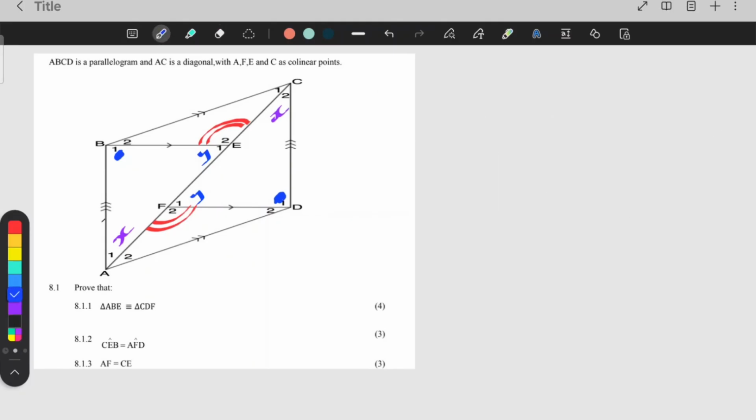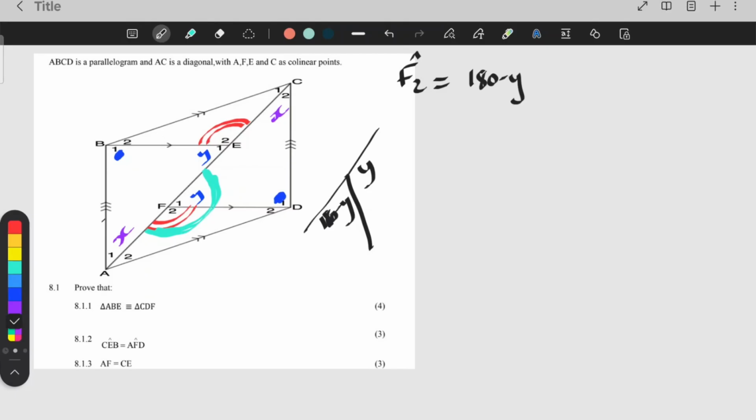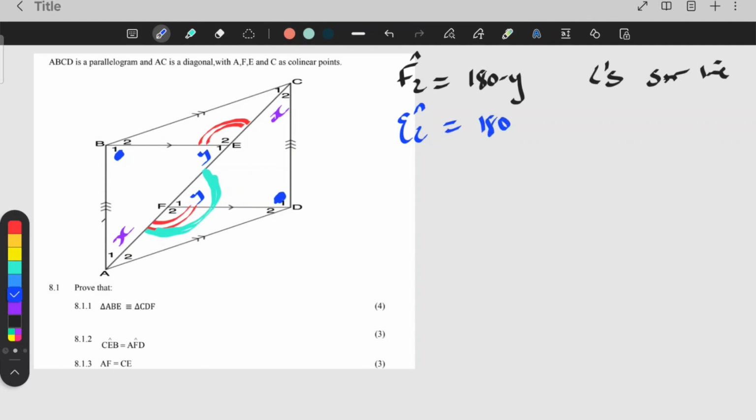Do you see that F1 and F2 are angles on a straight line? They are angles on a straight line. So F2 is 180 minus y, because F1 is already y. So if you take that out, this is y. That means this one is 180 minus y. So F2 is 180 minus y. Angles on a straight line. Then, do you see that E1 and E2 are also on a straight line? E2 is 180 minus y. Angles on a straight line.